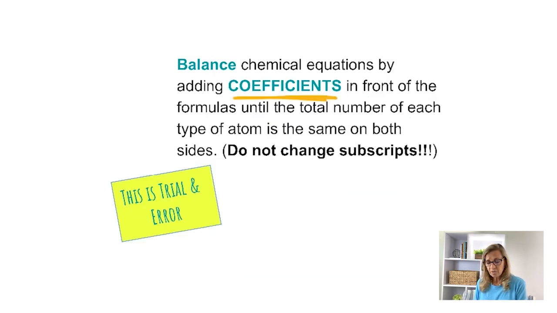Okay, so coefficients we're going to add until we get the same number of each type of atom on both sides of the arrow. Now, this is a little bit trial and error, so don't be frustrated. It just takes a little practice and you'll get really good at it. The one rule is this: do not mess with the subscripts. Don't change subscripts to balance. You can only change coefficients.